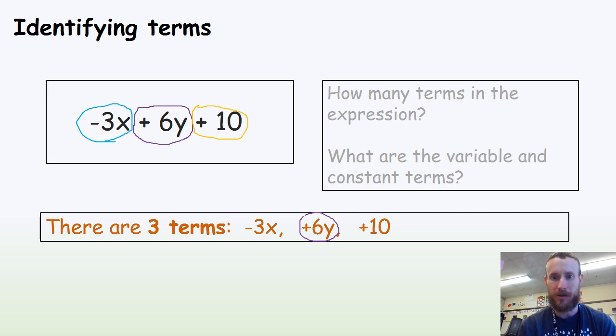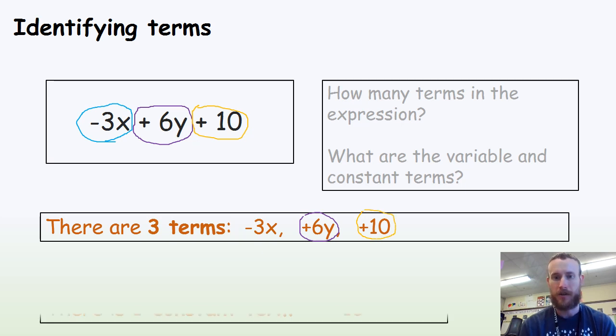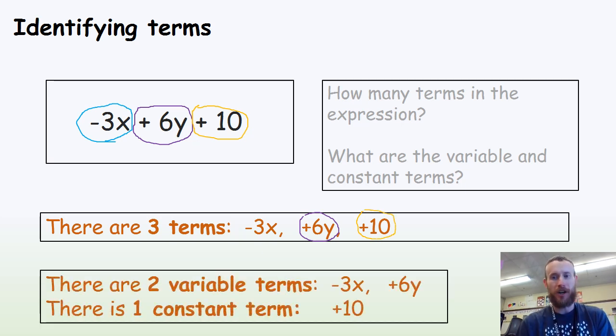Which ones are variable terms and which are constant terms? Let's see. 2 variable terms, they do come in the front, so negative 3x has a variable, which is x, and positive 6y, those are our variable terms. Constant term is positive 10. So 2 variable terms, 1 constant term, and again, the 10 is not changing. So we know it's 10, we call that a constant.